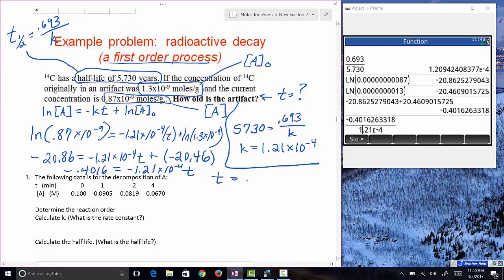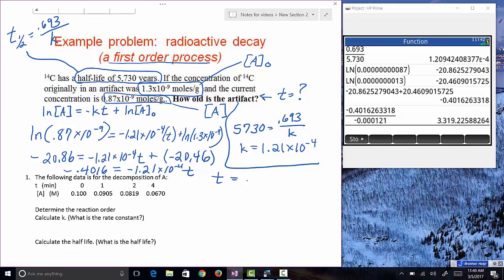And I get 3319.2, and then because my half-life was in years, that means the time unit in my k is years, which means when I'm solving for t, that t is going to be in years.